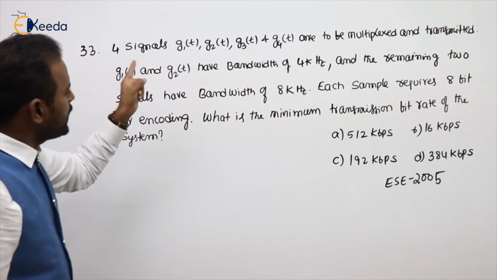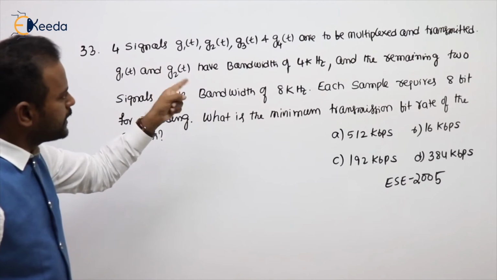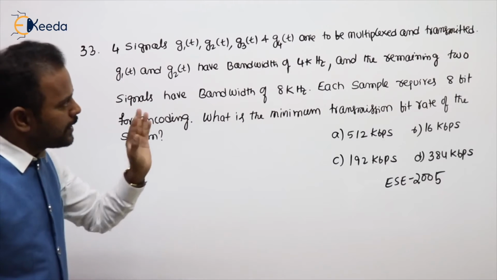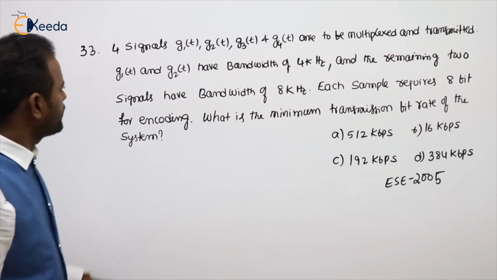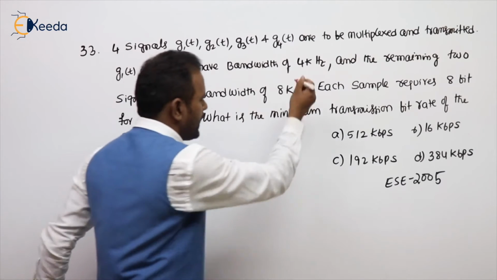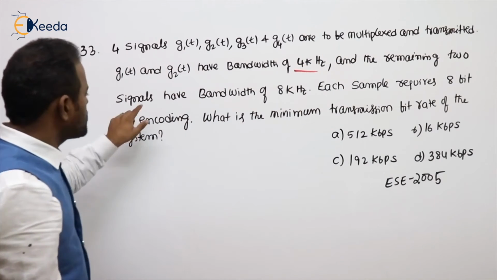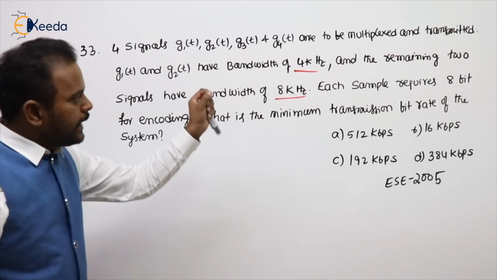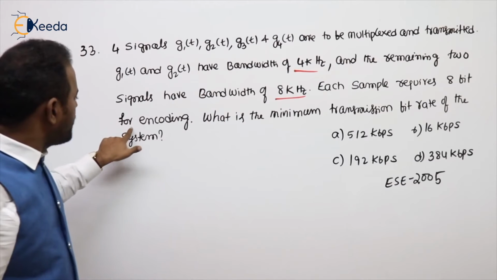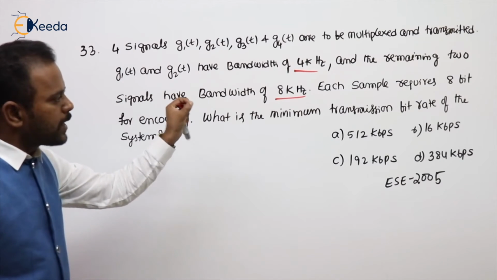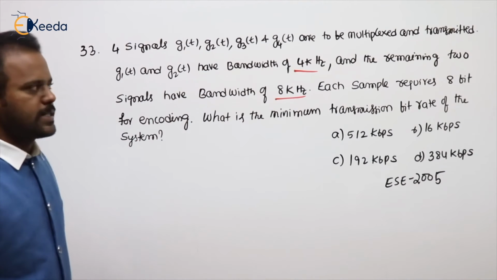See the problem. 4 signals G1 of T, G2 of T, G3 of T and G4 of T are to be multiplexed and transmitted. G1 of T and G2 of T have bandwidth of 4K and the remaining 2 signals have bandwidth of 8K. Each sample requires 8 bits for encoding. What is the minimum transmission bit rate of the system?